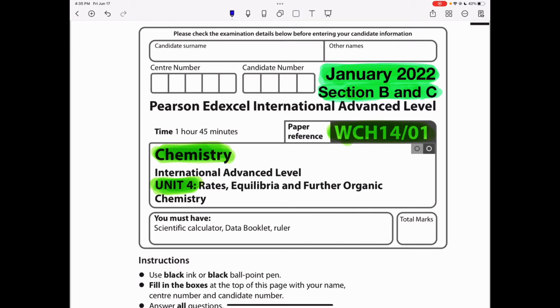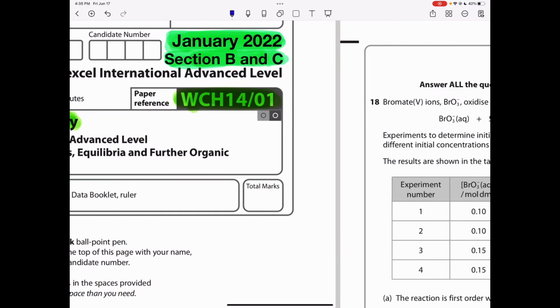Today we'll be doing the January 2022 Section B and C, Unit 4 Chemistry for Pearson Edexcel International A level. So I will go straight to the first question of Section B.